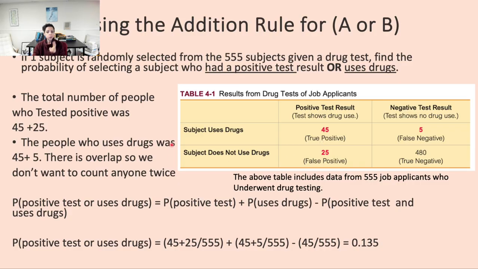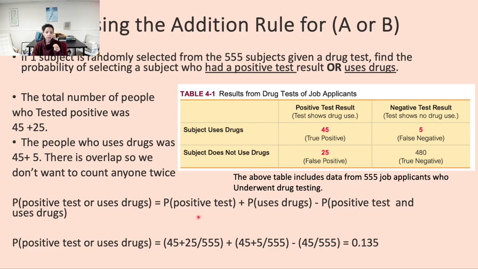And the people who use drugs, that's the other condition. The people who use drugs are the 45 who tested positive and 5 that tested negative. So we do have overlap, so we have to be careful that we don't count people twice. The probability of a positive test or using drugs is equal to the probability of a positive test plus the probability of using drugs minus the probability of positive test and uses drugs.